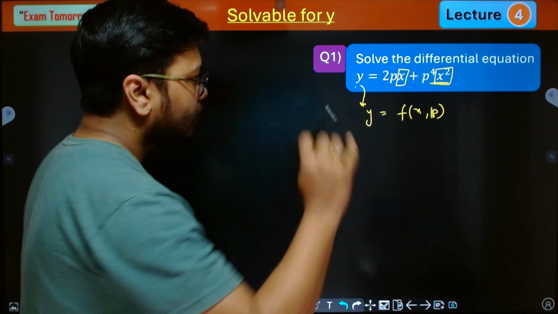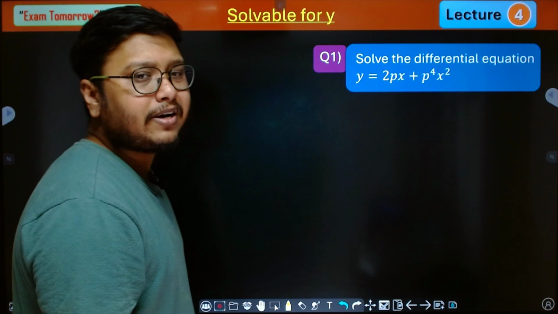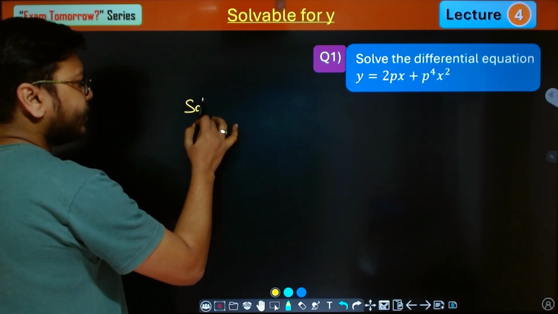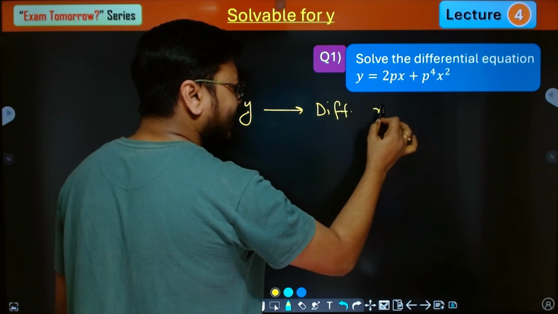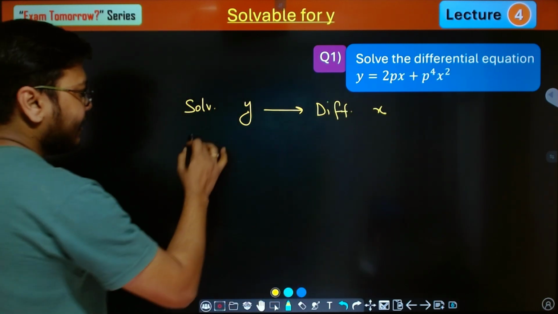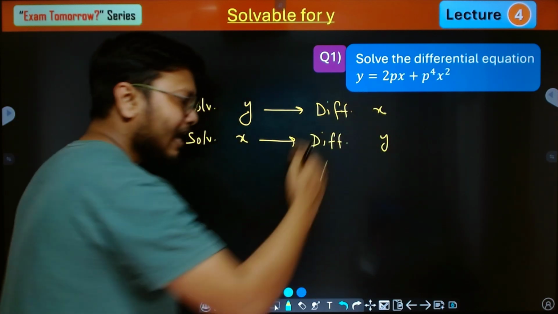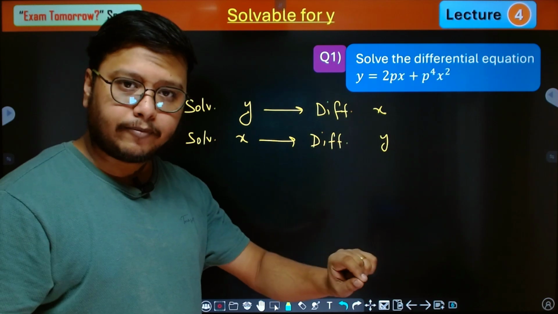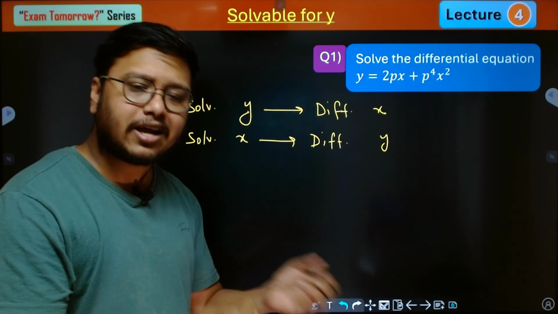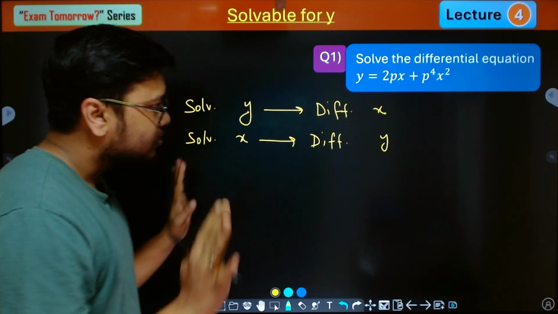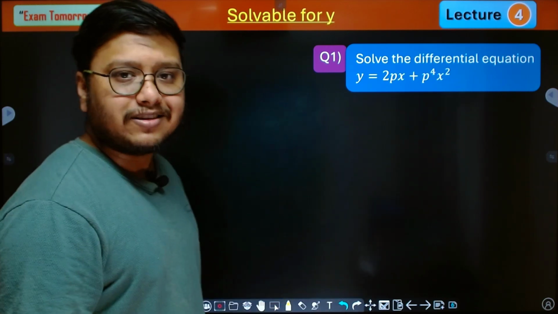So we are going to treat this as y as a function of x and p, that means solvable for y. Now the method for solving this kind of differential equation is, just remember it this way: if it is solvable for y, you need to differentiate it with respect to x and then proceed. If it is solvable for x, then you just have to differentiate with respect to y and then proceed. If it is solvable for p, that means the previous case, you don't have to differentiate, you just rearrange the terms and do the integration. So this is the basic idea. Now here we're going to differentiate this with respect to x.